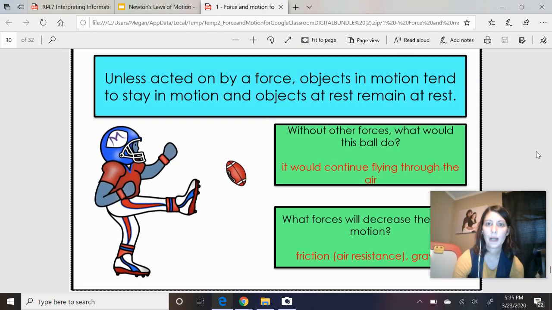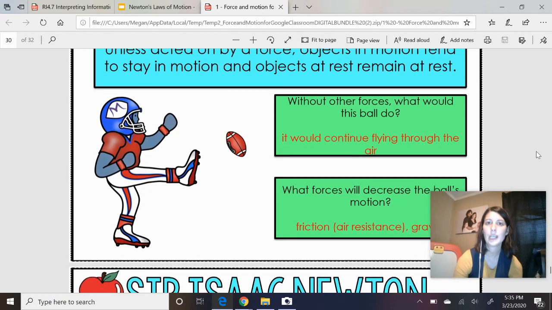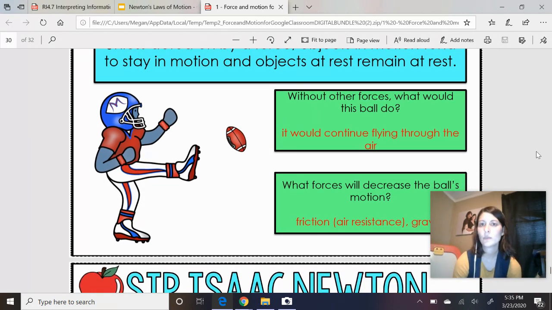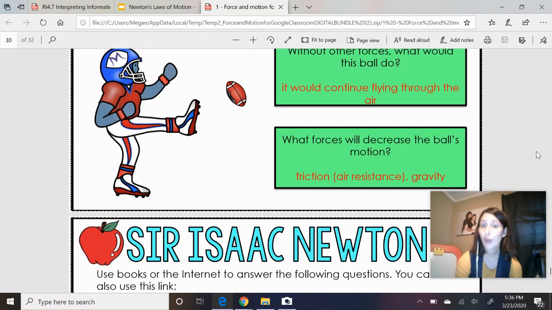Unless acted on by a force, objects in motion will stay in motion and objects at rest will remain at rest. So, without other forces, what would this ball do? If the football player wasn't kicking it, it would be sitting on the ground. But because the football player has already kicked it, it's going to continue flying through the air without any other force stopping it. What force is going to stop it? Gravity. Gravity is going to pull that football back down to earth. It's not going to fly any further.